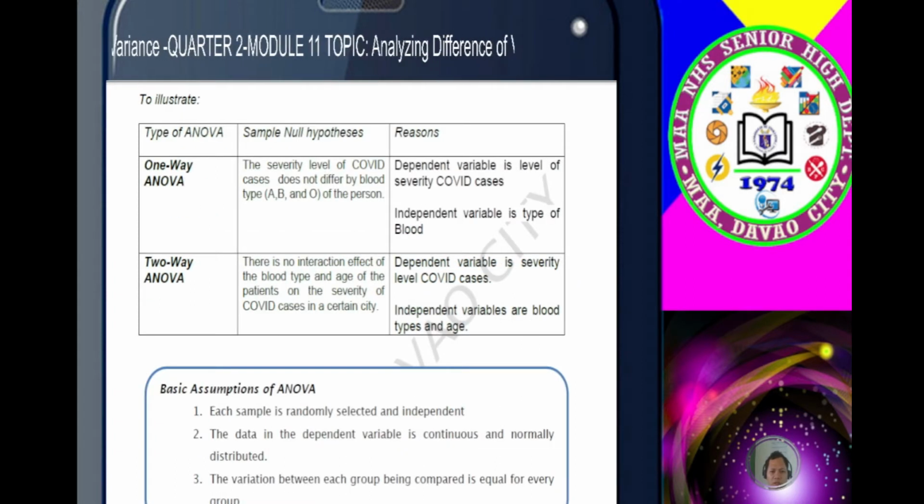To illustrate, we have types of ANOVA. Here we have the null hypothesis for one-way: the severity level of COVID cases does not differ by blood type. So we have blood types A, B, and O. The dependent variable here is the COVID severity level, and the independent variable is the blood type. We have three blood types, A, B, and O.